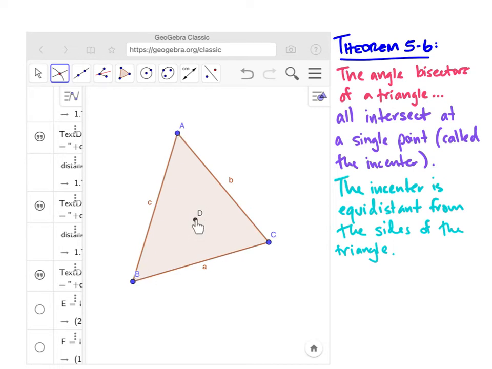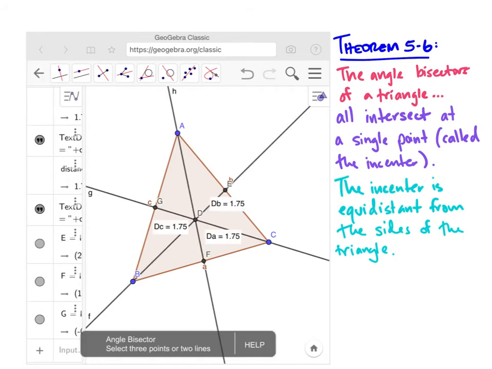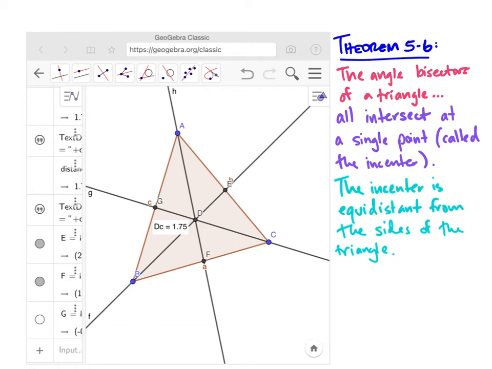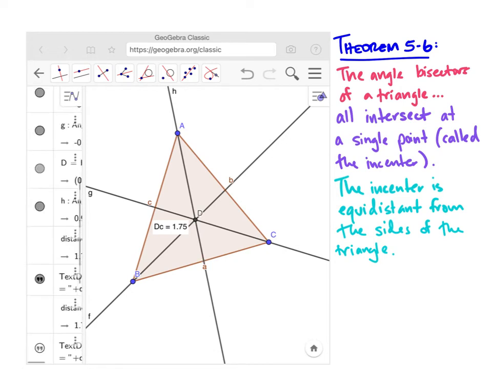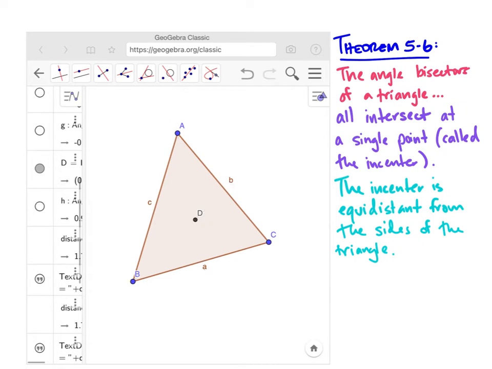Now I am going to put in a segment representing the distance from D to, let's say, segment AC. So let me show you what I'm going to do. I'm going to create a segment that is perpendicular. Oh, well, all my stuff showed back up. Let me just take that all away again. I don't want all that on there. I want this to look a little bit cleaner. So give me a second. Make all of these things hidden.